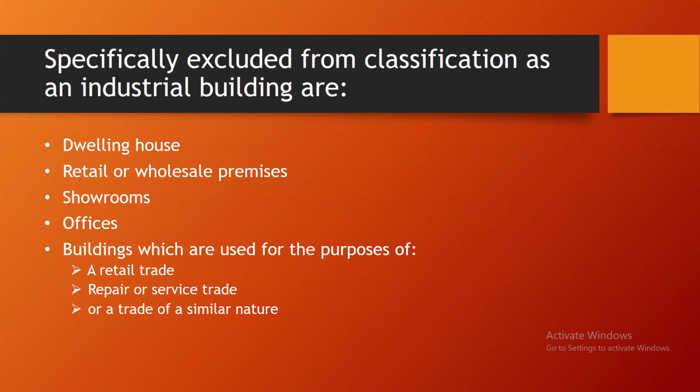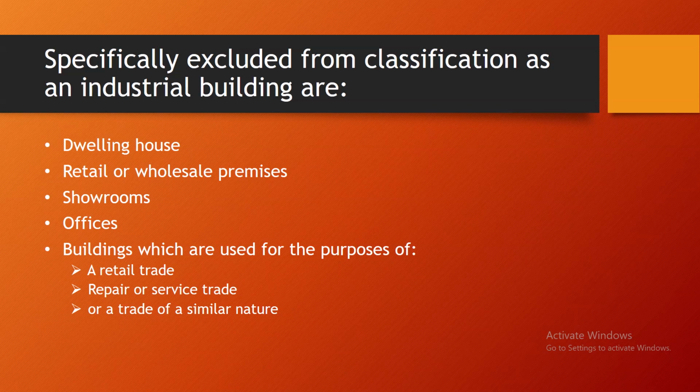Specifically excluded from these classifications as industrial buildings are dwelling houses. A dwelling house is a place kept for people to stay in. For instance, employees can be staying in a particular building with their families. That is a dwelling house. Another item that is excluded from this classification is a retail or wholesale premises.